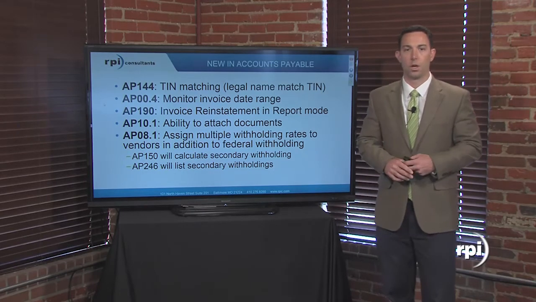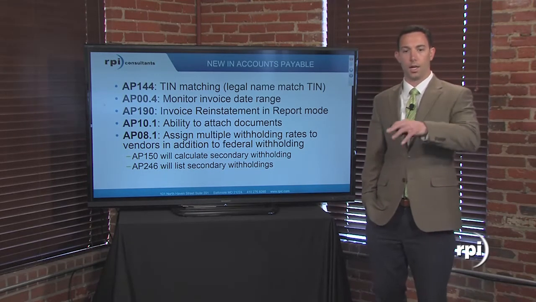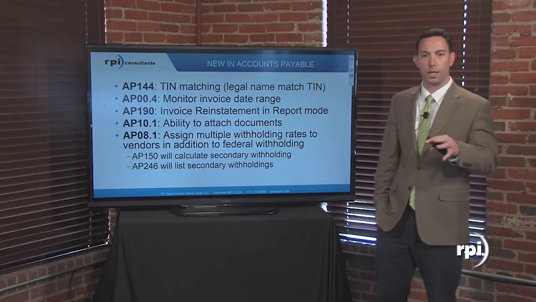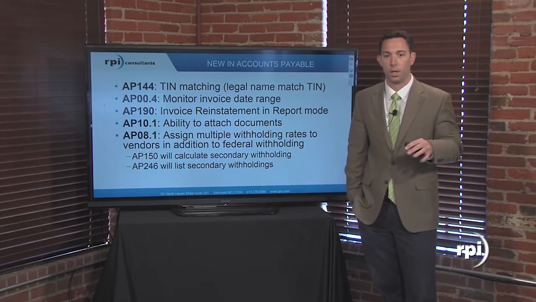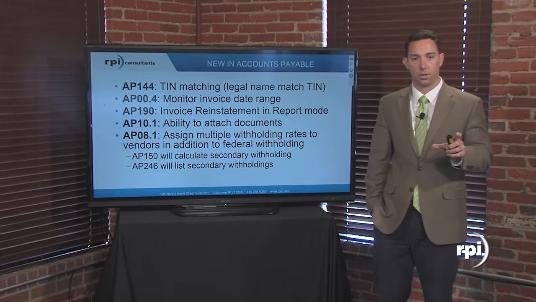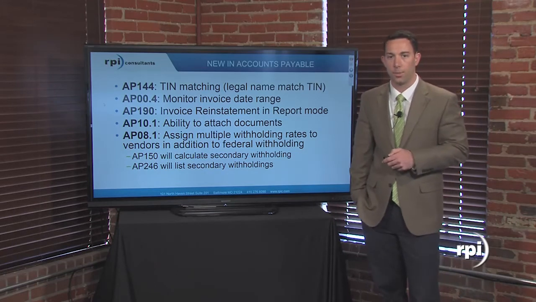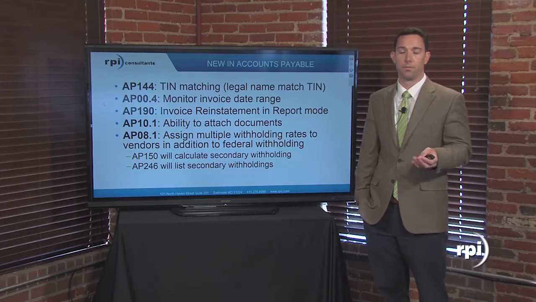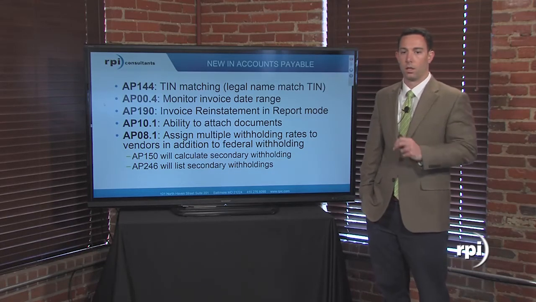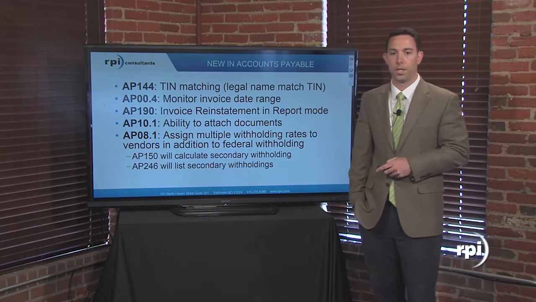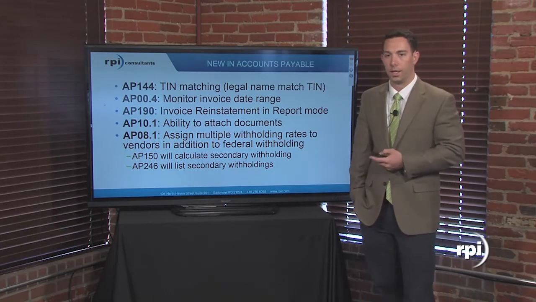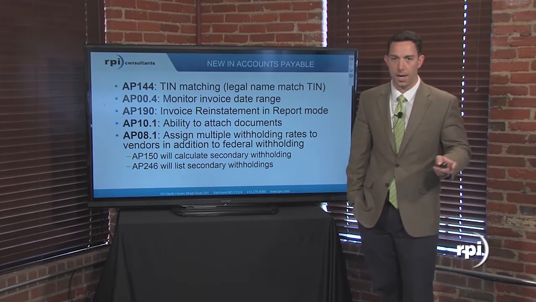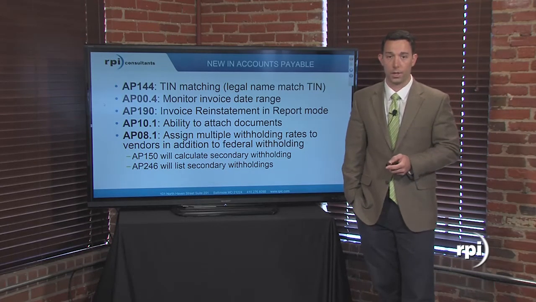AP 00.4 on your company, there's now an invoice date range that you can add to say, hey, I want to prevent my AP clerks from coding invoices with an invoice date outside of a range. And Lawson will give you a hard stop there and not let you add that invoice if it falls outside of that date range. The AP 190, it's your invoice reinstatement program, and in version 10 you can now run this in report mode. In version 9 you did not have that option. You kind of just had to run it and hope that it was going to pick up what you wanted it to pick up.